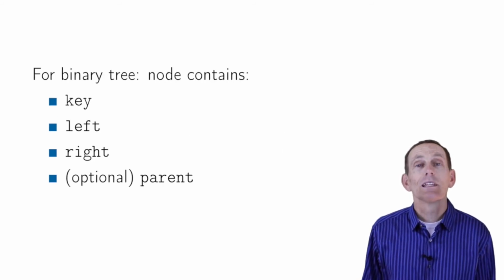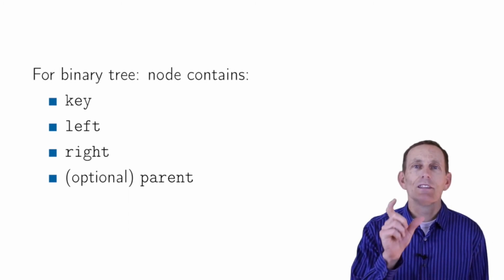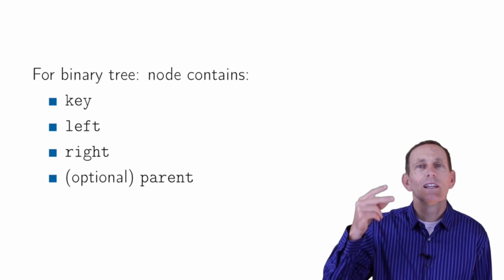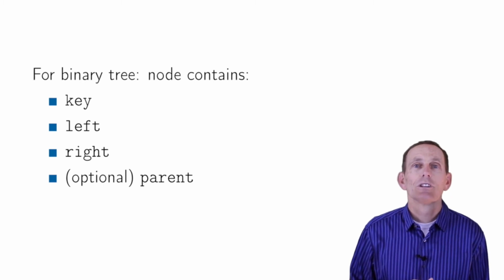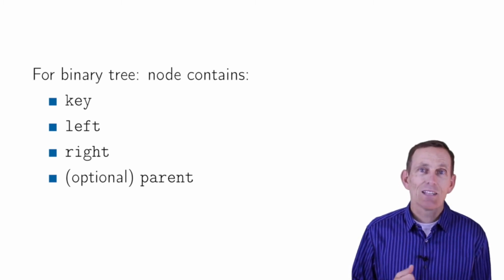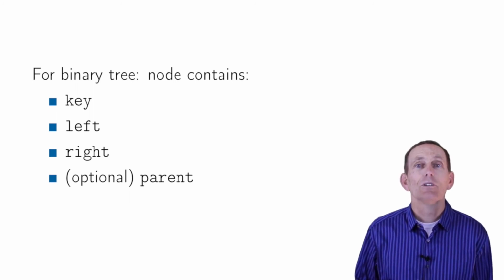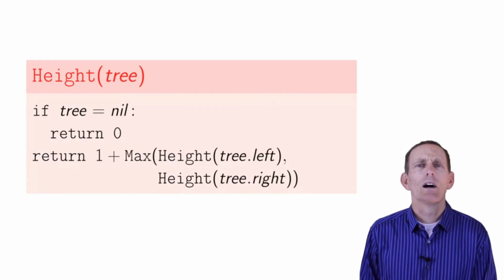Binary trees are very commonly used. So a binary tree has at most 2 children. Rather than having this general list of children, for a binary tree we normally have an explicit left and right child, either of which can be nil. As with the general form of a tree, you may or may not have a parent pointer.